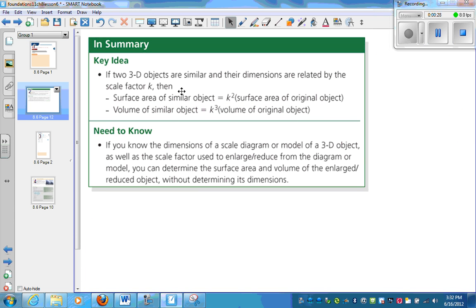If 2 3D objects are similar and their dimensions are related by the same scale factor k, then the surface area of the similar object is equal to k squared times the surface area of the original object. Volume of the similar object is equal to k cubed times the volume of the original object. So if you know the dimensions of a scale diagram or model for a 3D object as well as a scale factor, you can determine the surface area and volume without actually going through and determining all of its dimensions.